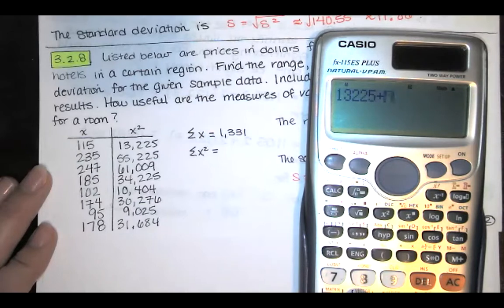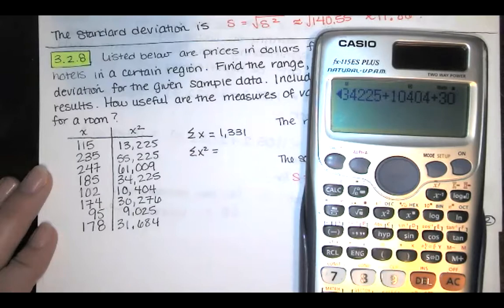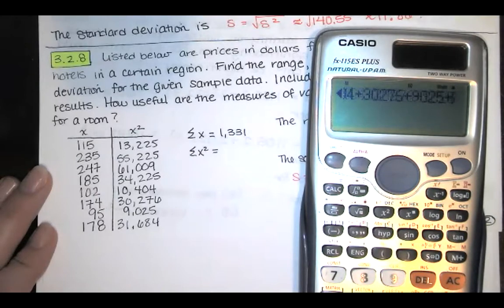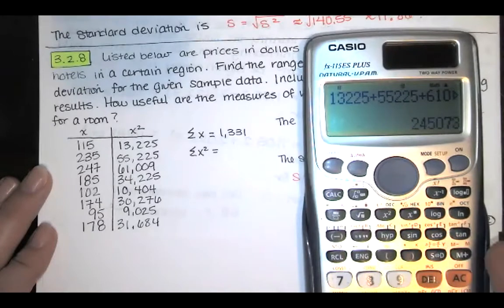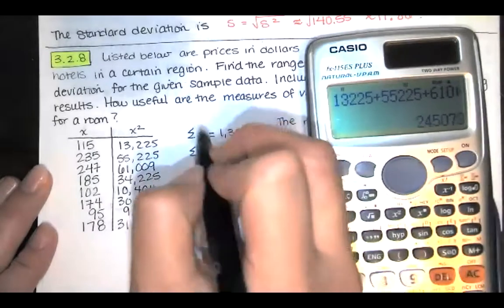Now, if you do this with a partner, you can check each other's work. Most of the time, if you're doing this by hand, the error is not an error in understanding. Typically, the error is in data entry, like entering these numbers into your calculator correctly. Sometimes it's an error in understanding the order of operations with the parentheses, but for the most part, it's just a matter of typing it in correctly. So I've got the sum of the x squared is 245,073.